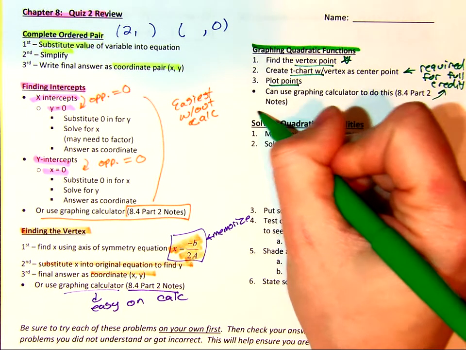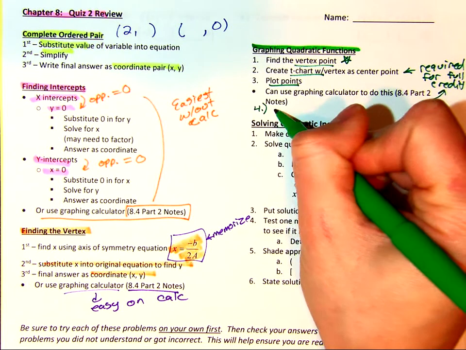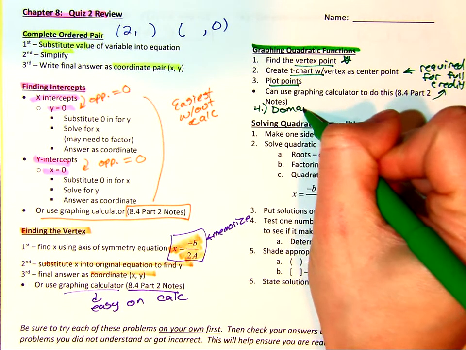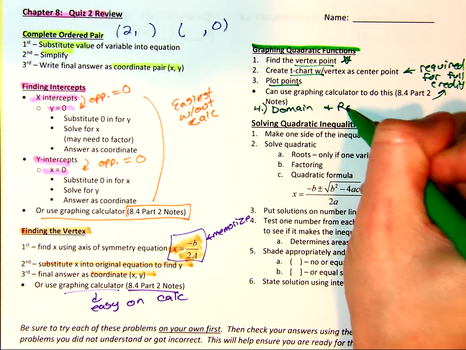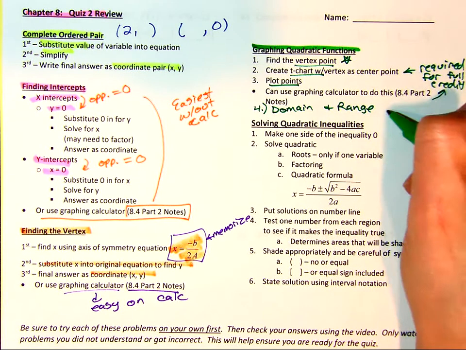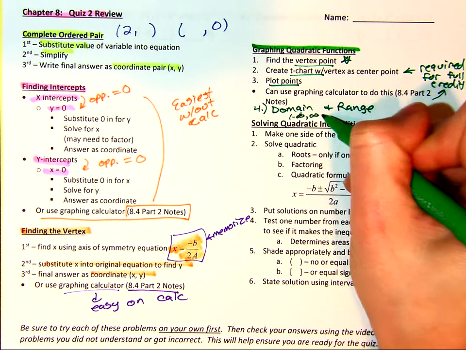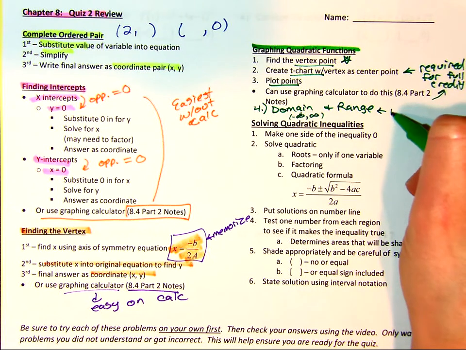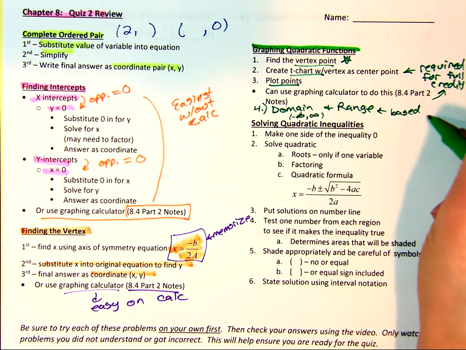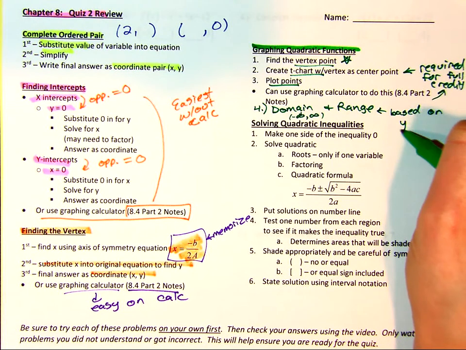Another thing that we kept forgetting to add here was you'll have to be able to tell me the domain and range, remembering that domain is always negative infinity to infinity. The range is based on the y of the vertex.